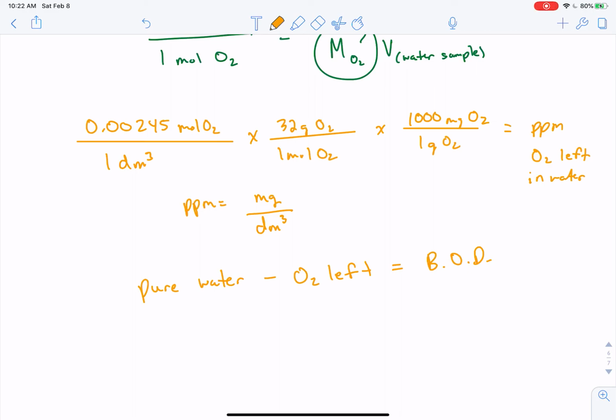And obviously you want the BOD to be as little as possible, because the larger this number is, the more pollution is in your water. Okay.